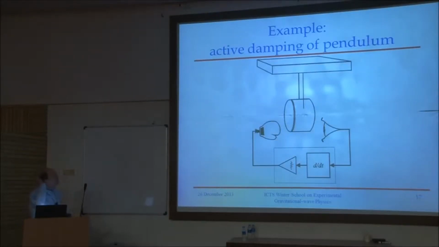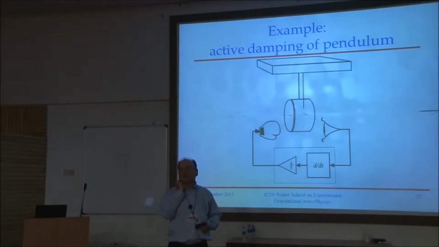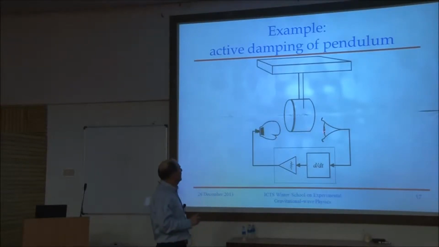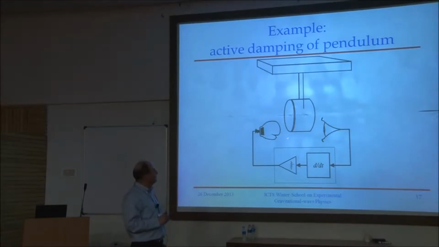So let me talk about perhaps the easiest to understand servo design problem that we have in the gravity wave business, and that's taming the Q of a pendulum. And I'm going to show how you design a feedback system that applies artificial damping to this to reduce the Q. So here's my plant, pendulum. I have a position sensor. I have a force actuator. And then I have a filter. So plant, sensor, actuator, filter, those are the 4 blocks.